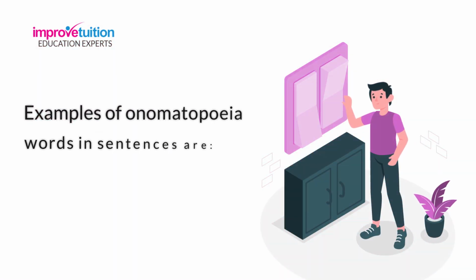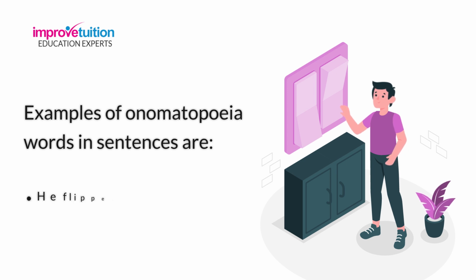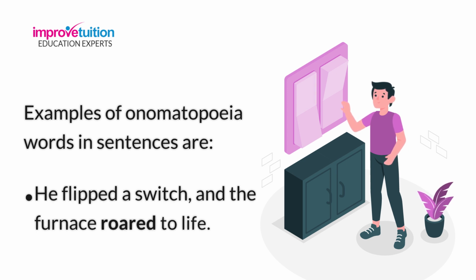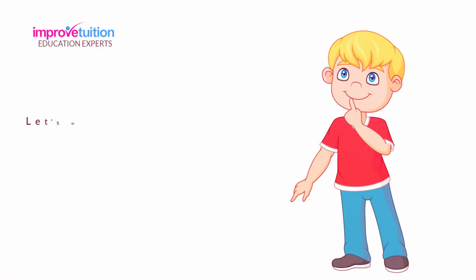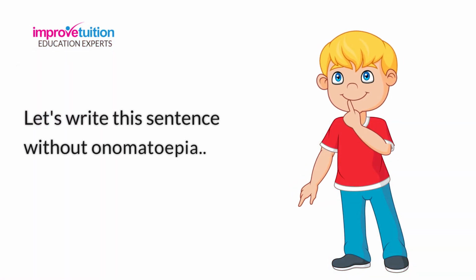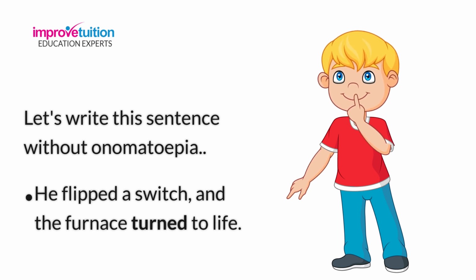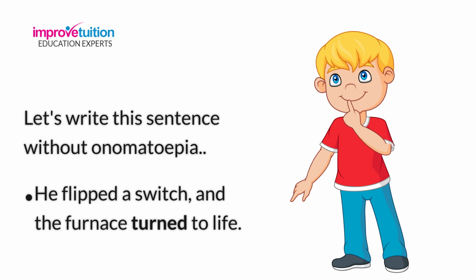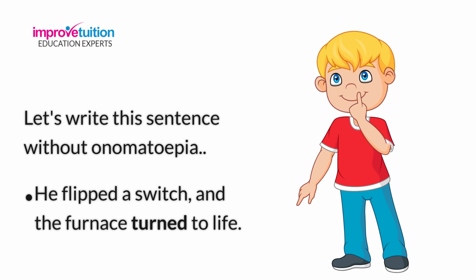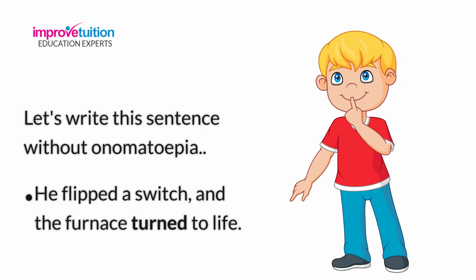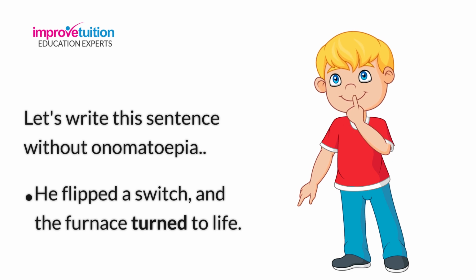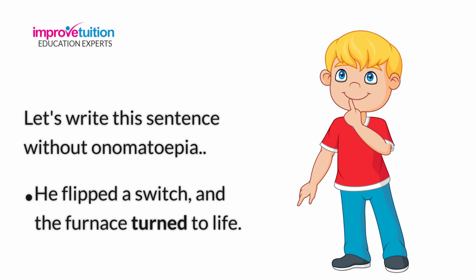Examples of onomatopoeia words in sentences are: he flipped a switch and the furnace roared to life. The furnace roared to life. Let's write this sentence without onomatopoeia. He flipped a switch and the furnace turned to life. The furnace turned to life. Does it have the same impact? Does it have the same effect? Does it have the same sensory and visual effect?